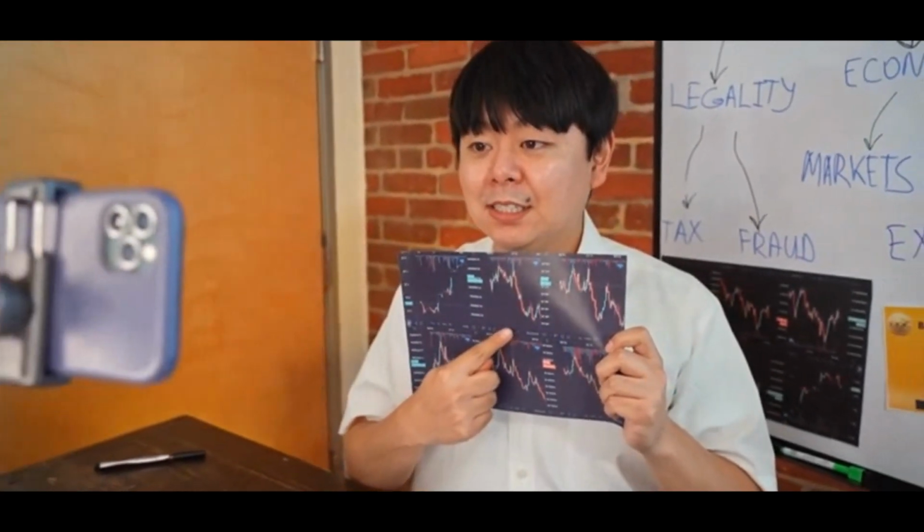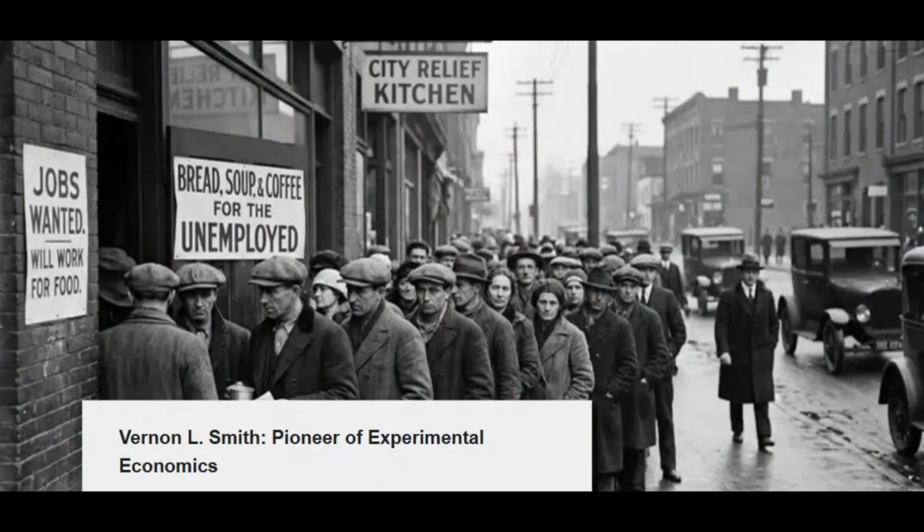Economics was once a field dominated by abstract theories and mathematical models, studied only through observation of real-world markets. Then one economist dared to ask a radical question. What if we could test economic theories in a controlled laboratory setting, just like scientists test hypotheses in physics or chemistry? Vernon L Smith transformed economics from a purely observational science into an experimental one.